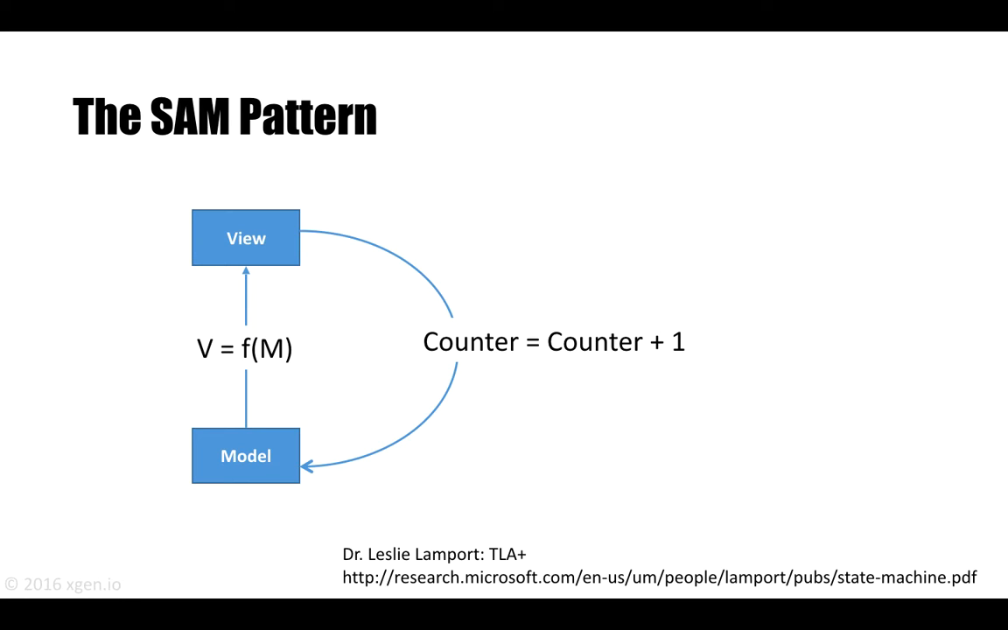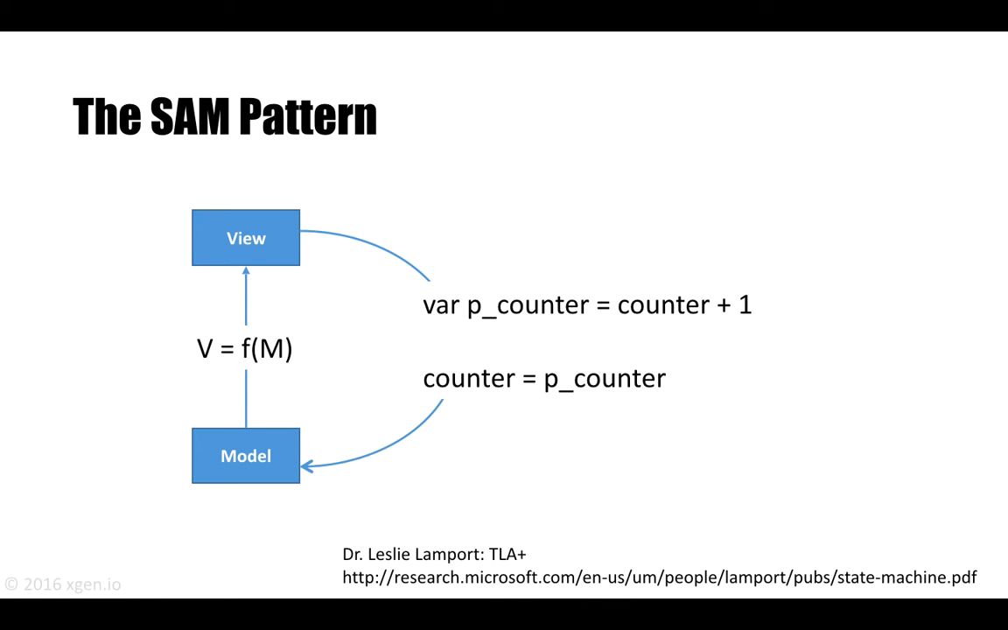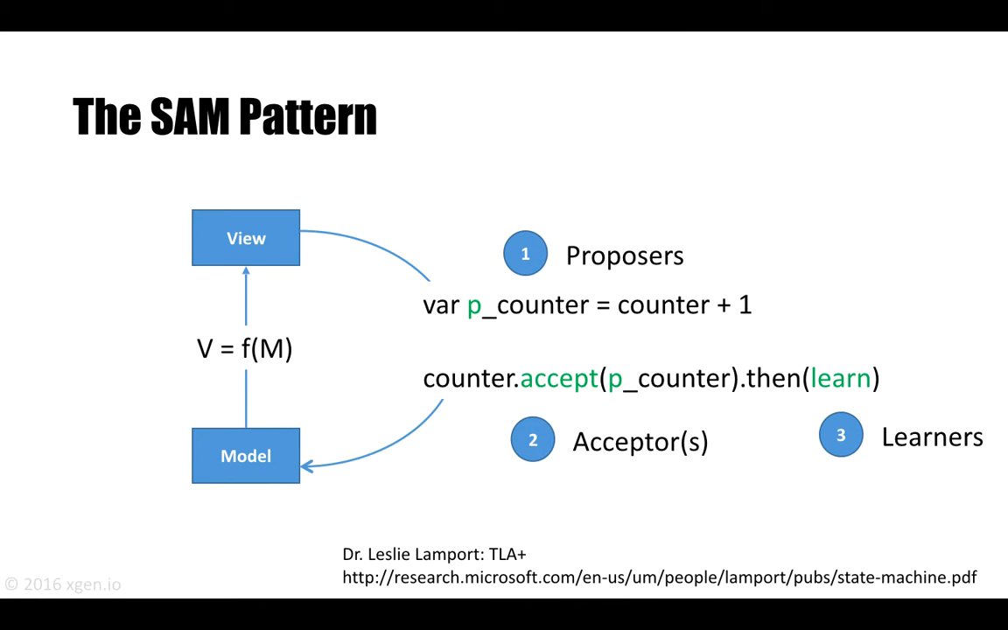In reality, this is not exactly how things look. If we go back to TLA+, the first thing you need to do is to create a proposal. The proposal is, of course, counter plus 1. This is the value eventually you want the counter to take. But you cannot just yet assign that value to the counter. What you need to do is, as a critical section, you need to request the model to accept the proposed value. And then, only then, you can access the new application state when the proposal has been accepted or rejected.